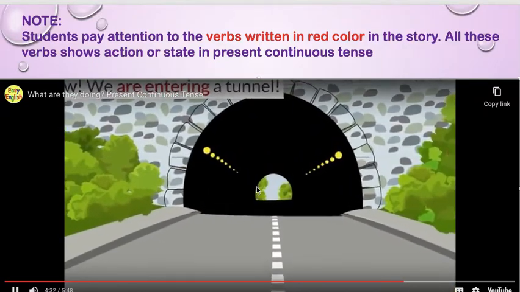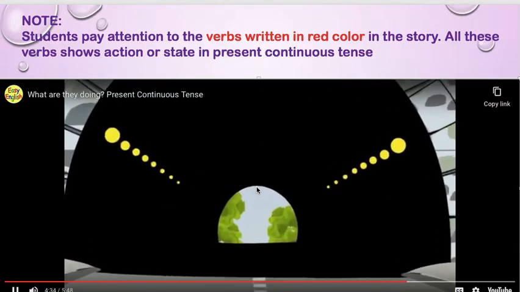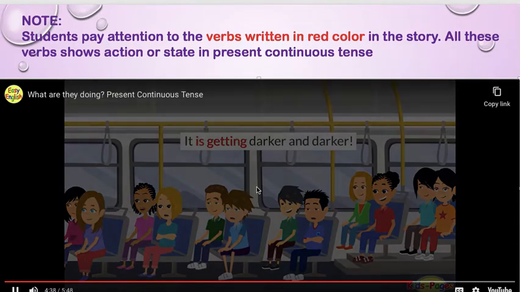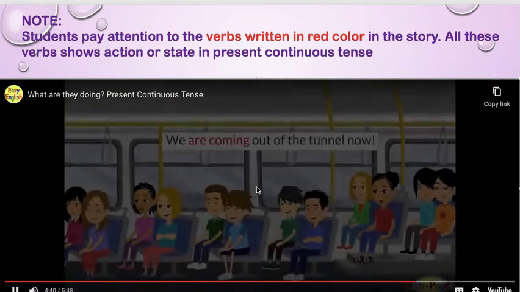Wow! We are entering a tunnel. It is getting darker and darker. Ooh. We are coming out of the tunnel now.